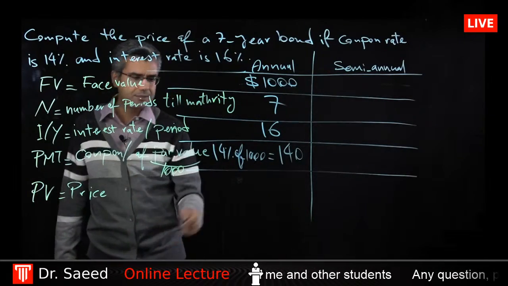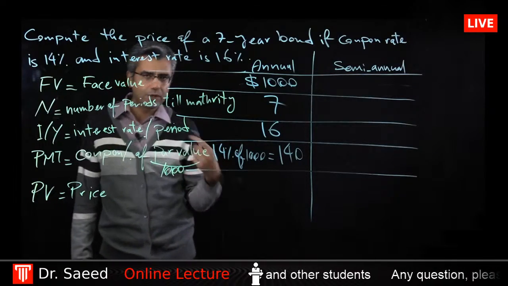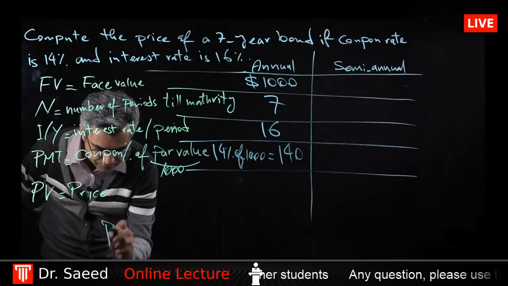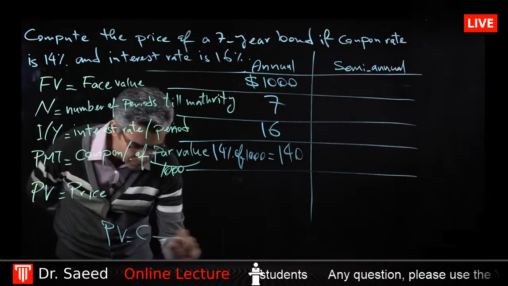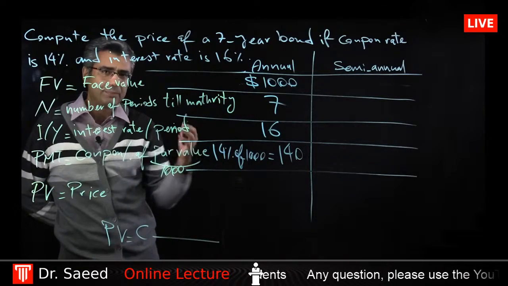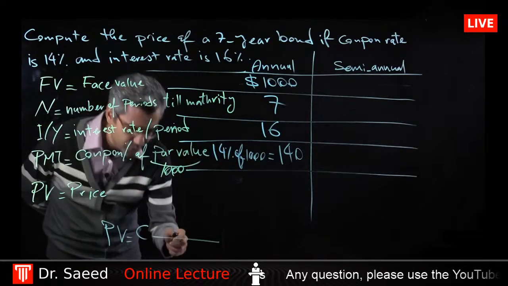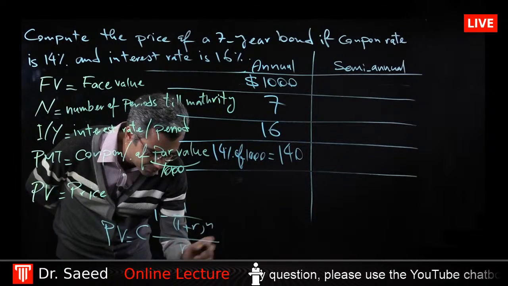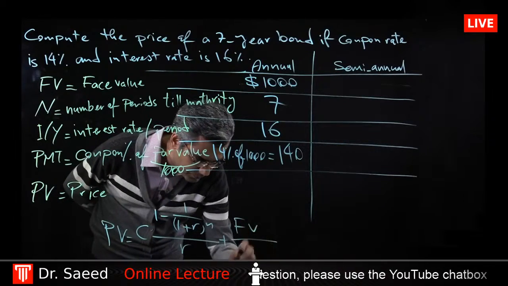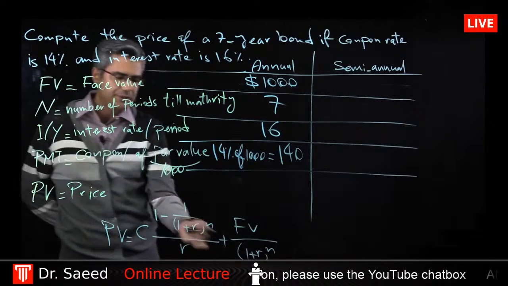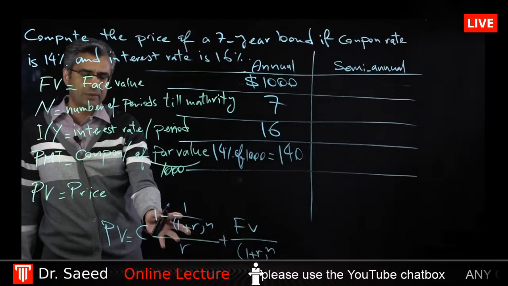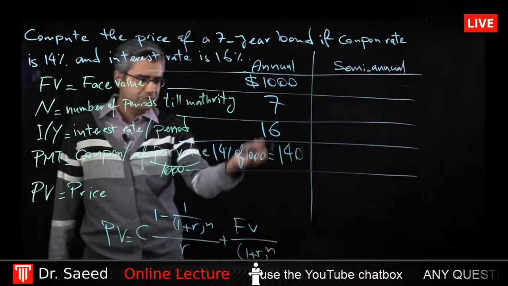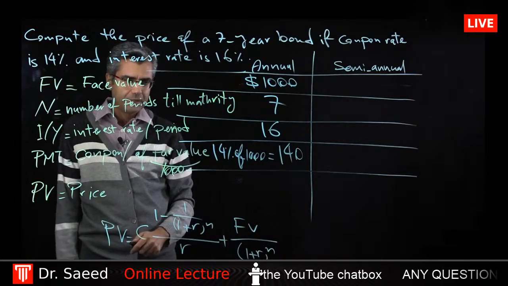And then price, we want to compute the price. So if you want to use the formula for the price, you need to discount the coupons that happen every year and par value separately. So the formula, as you remember, was this. So two components, one is discounting the coupons and then discounting the face value. So you just replace these four into the formula and compute the present value.